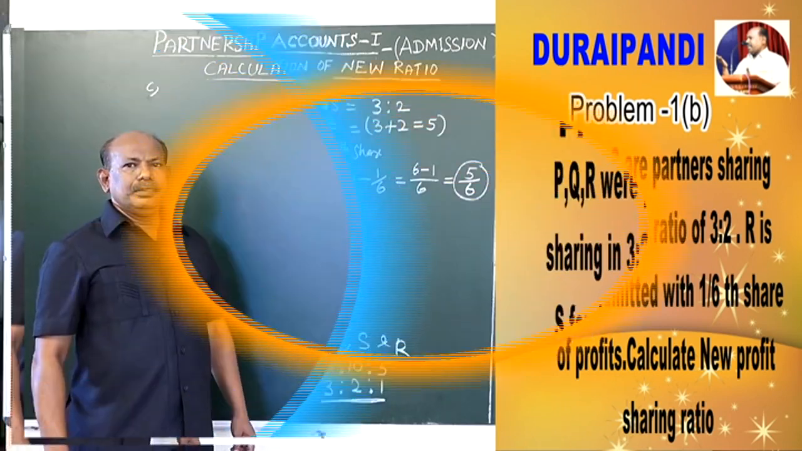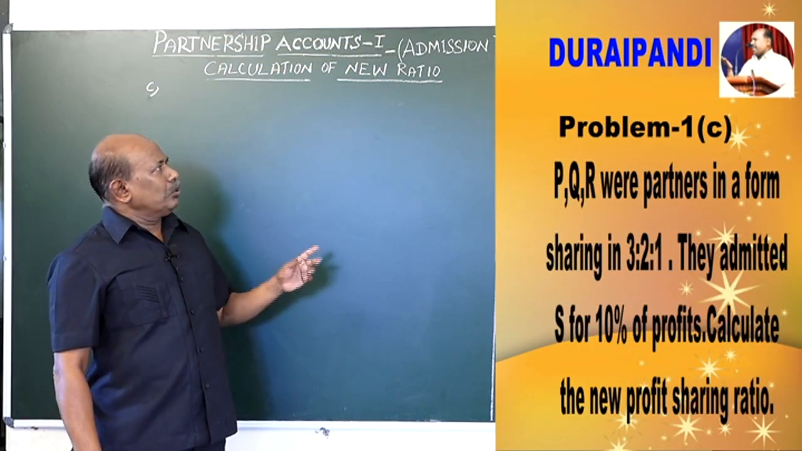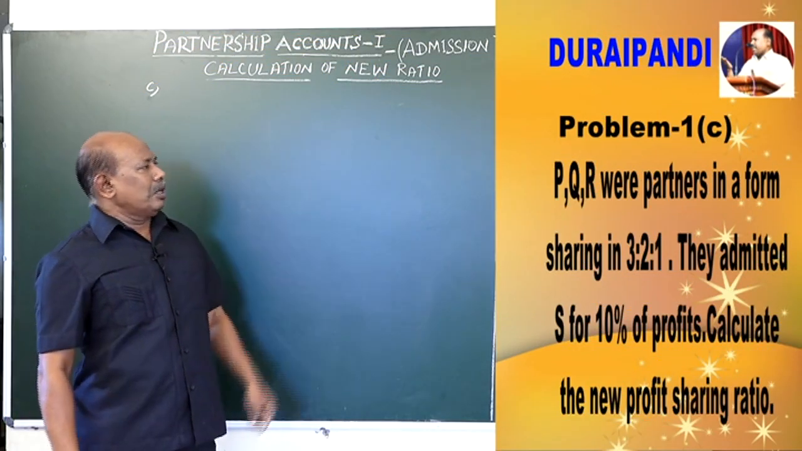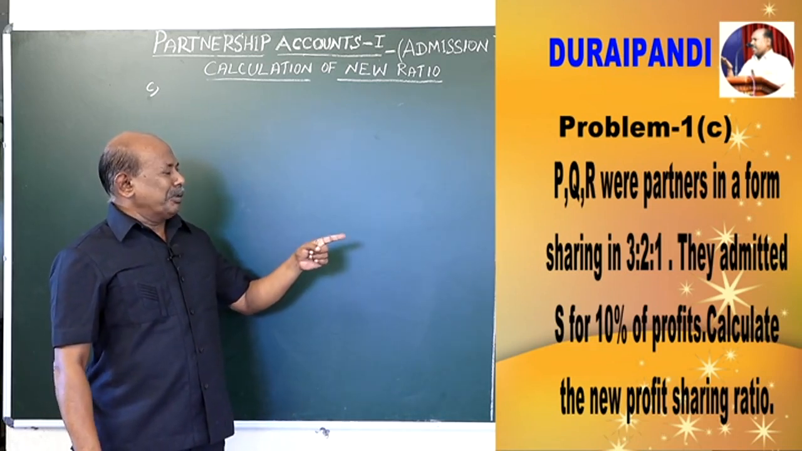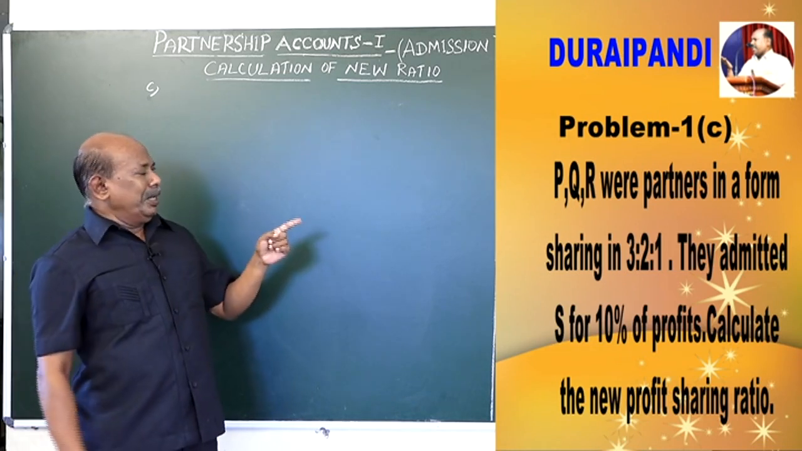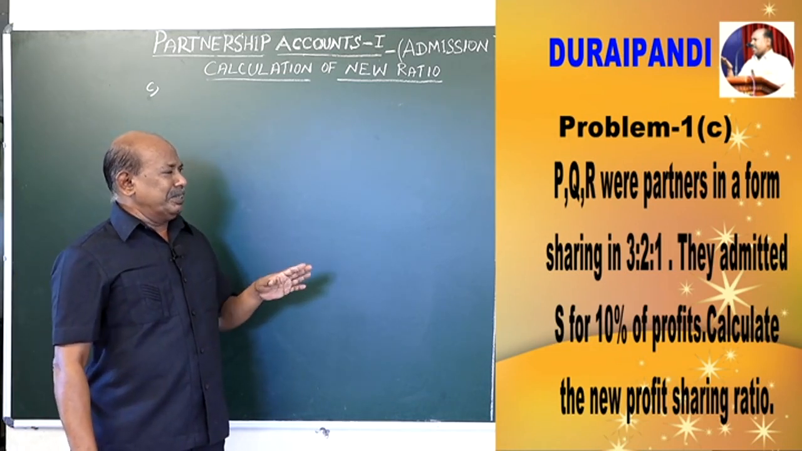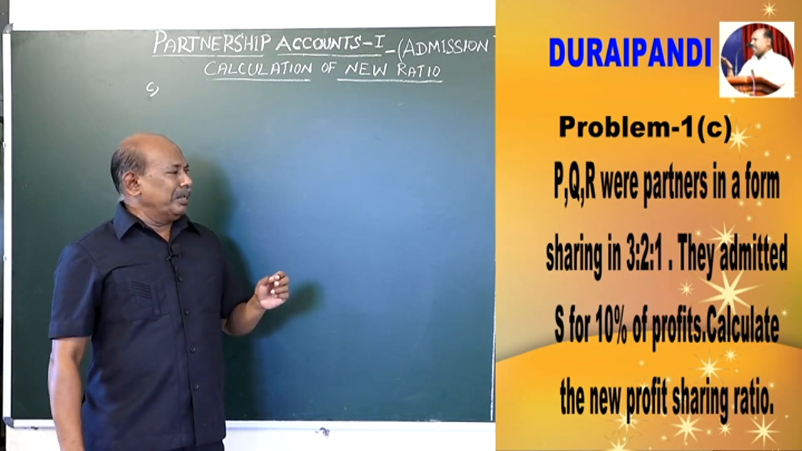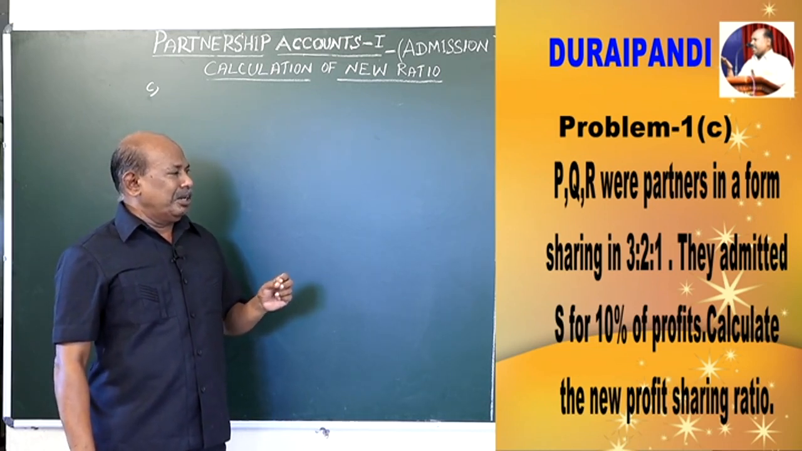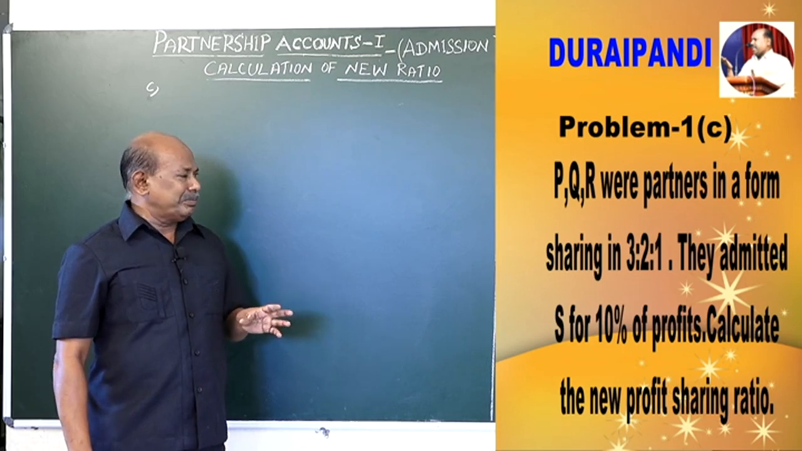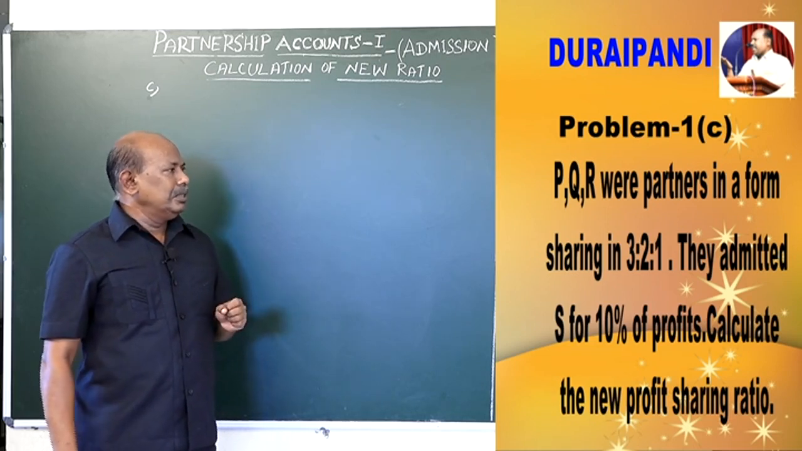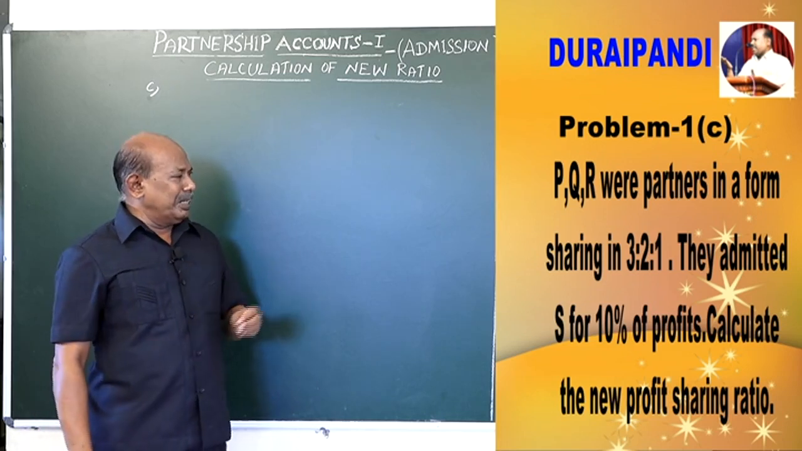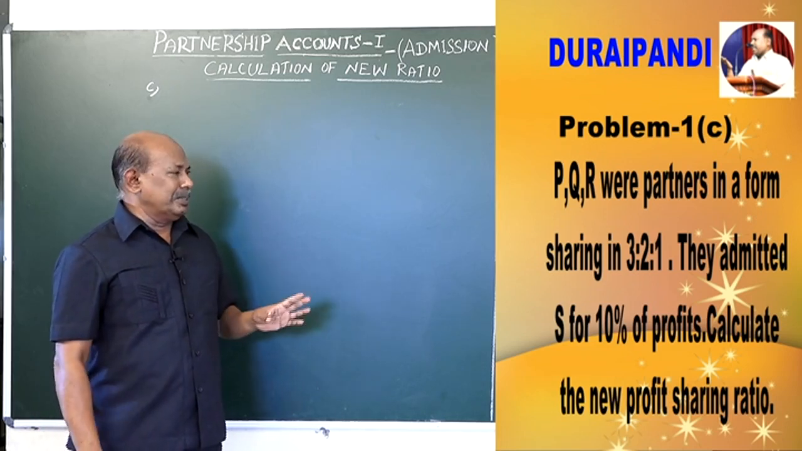3:2:1. Next problem, we are going to work out the calculation of new profit sharing ratio among the partners. We look at the problem. P, Q, R were partners in a firm sharing profits in the ratio of 3:2:1. They admitted S for 10% of profits in the firm. Calculate new profit sharing ratio among the partners.